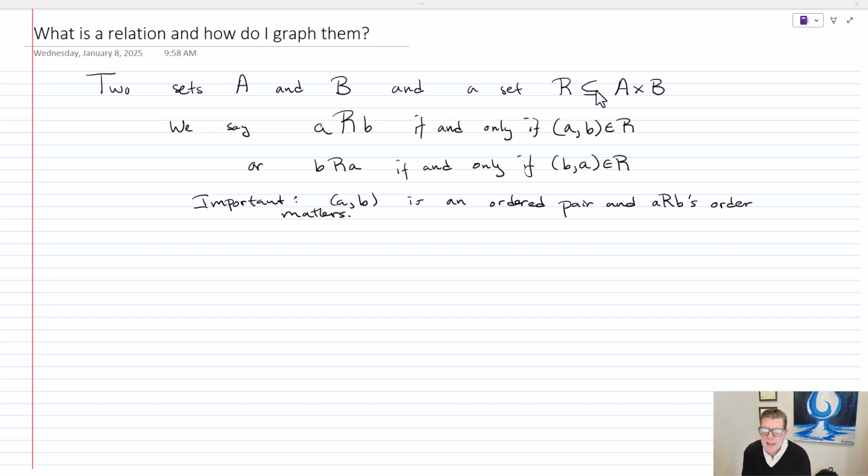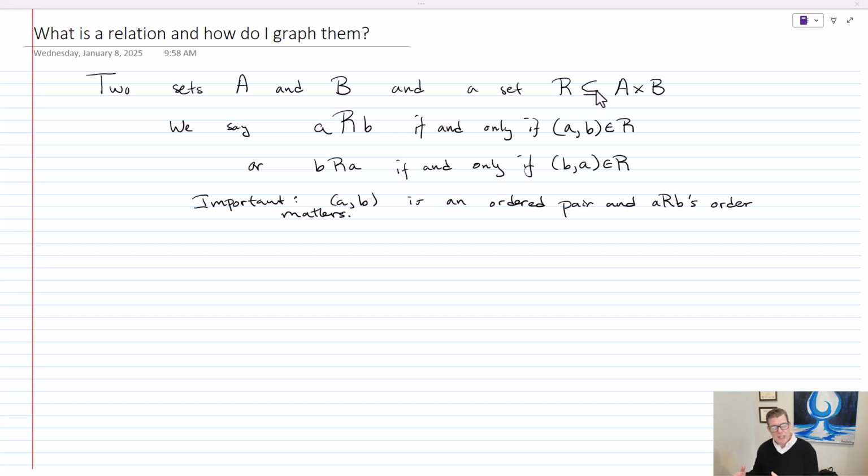Take two sets A and B and a set R, which is a subset of A cross B, the Cartesian product of A and B. We say that A R B if and only if (A, B) belongs to R. Or we could also say that B R A if and only if (B, A) belongs to R. The reason I did this is because it's important to recognize that (A, B) is an ordered pair, and in A R B, order matters.